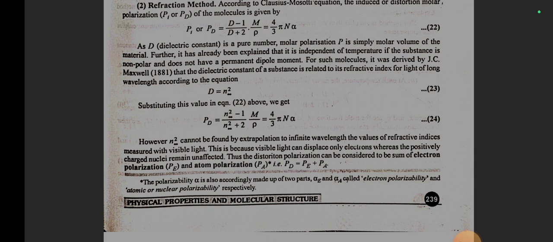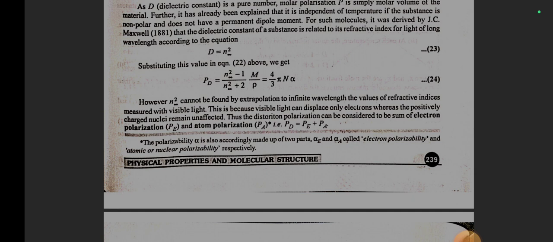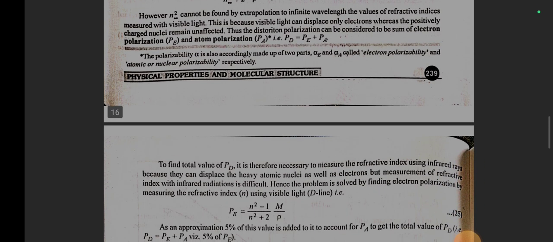However, n square cannot be found by extrapolation to infinite wavelength of the values of refractive indices measured with visible light. This is because visible light can displace only electrons, whereas the positively charged nuclei remain unaffected. Thus, the distortion polarization can be considered to be the sum of electron polarization and atom polarization, that is PD is equal to PE plus PA.